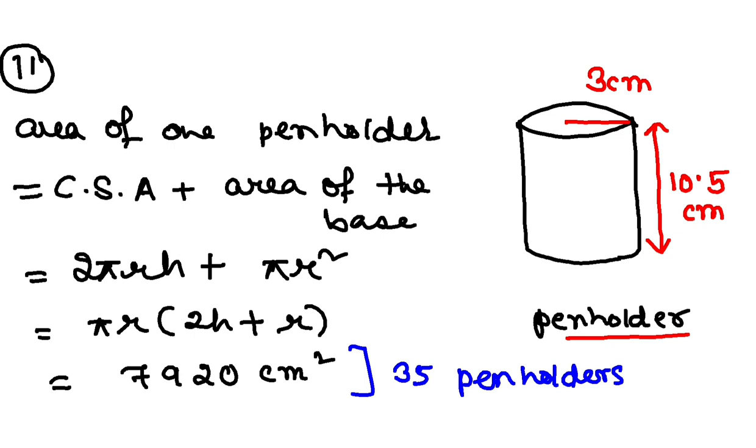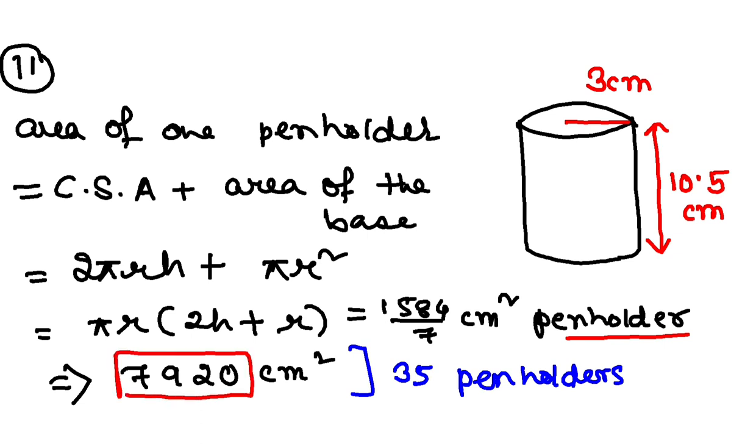Okay, so for one pen holder it will be 1584 by 7 centimeter square. This is the final answer for 35 pen holders. Okay, so please calculate. This is very easy. Just try to understand this concept. The base area will be there and the CSA will be there, but the top will be open. Okay, so that's all. That brings the end of 13.2. Next video I shall begin the explanation for 13.3.